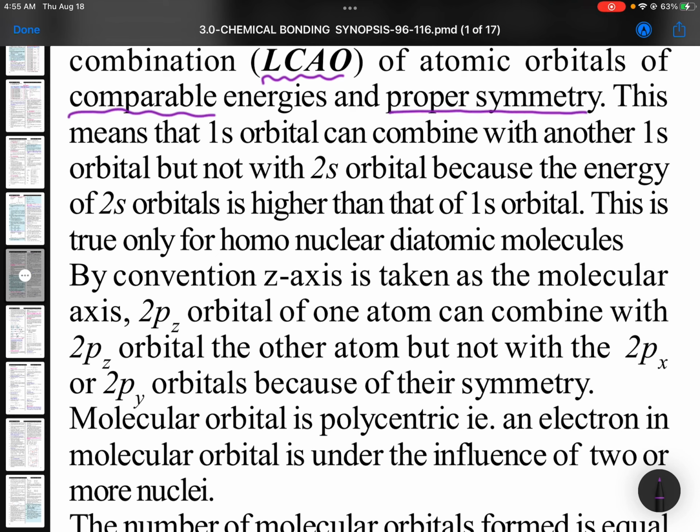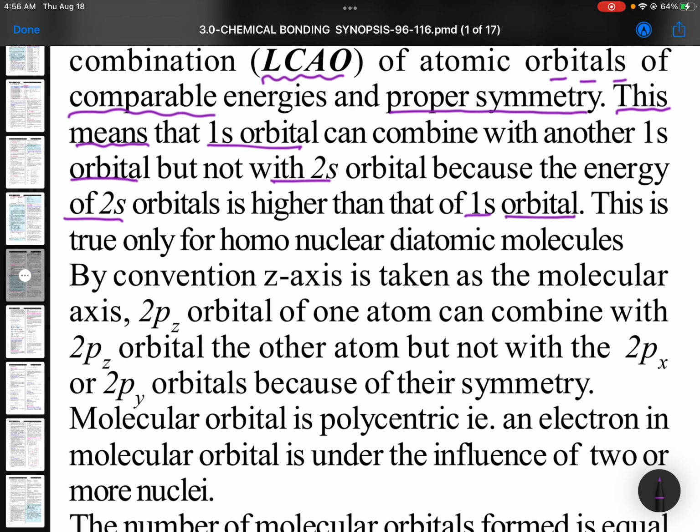What is the meaning of this? Comparable energies means 1s can join with 1s, 2s can join with 2s, 1s cannot join with 2s. Proper symmetry means px can join with px, py can join with py, pz can join with pz. That is explained here. You can see this means that a 1s orbital can combine with another 1s orbital but not with a 2s orbital, because the energy of the 2s orbital is higher than that of the 1s orbital. Okay, one point is clear.